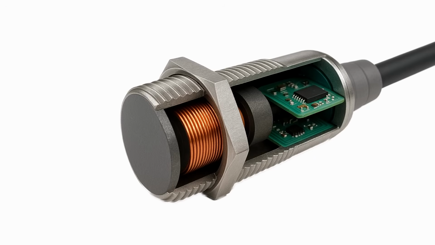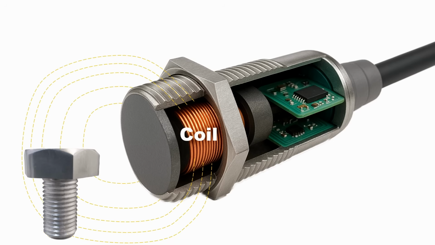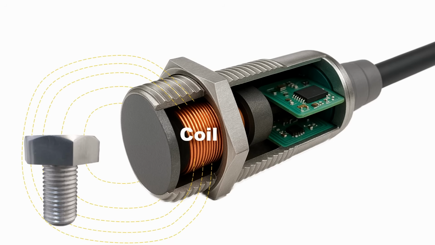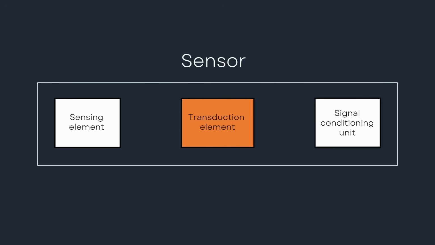In an inductive proximity sensor, the inductive coil is the sensing element. It generates an electromagnetic field. When a metal object enters the field, the sensor detects it. Now, the output from the sensing element goes into the transduction element, which is the second most important part of the sensor. The transduction element's job is to convert the physical changes detected by the sensing element into an analog electrical signal, that is a continuously variable voltage or current.